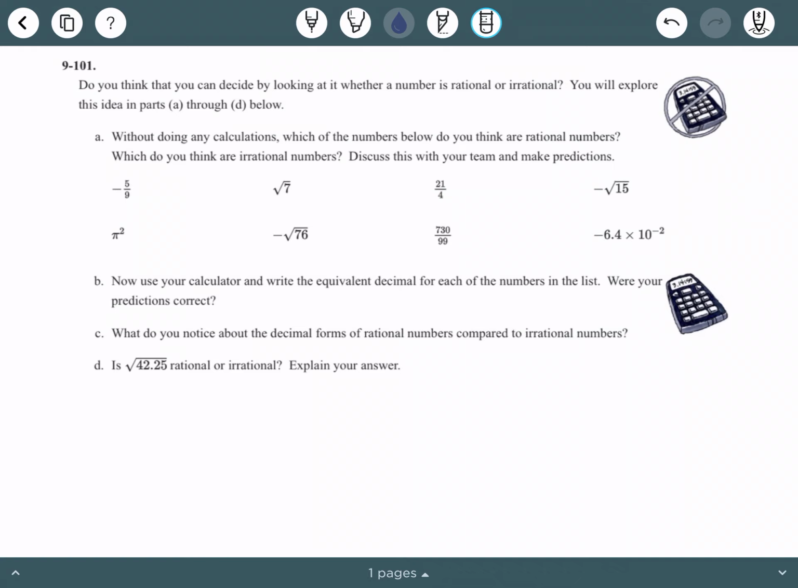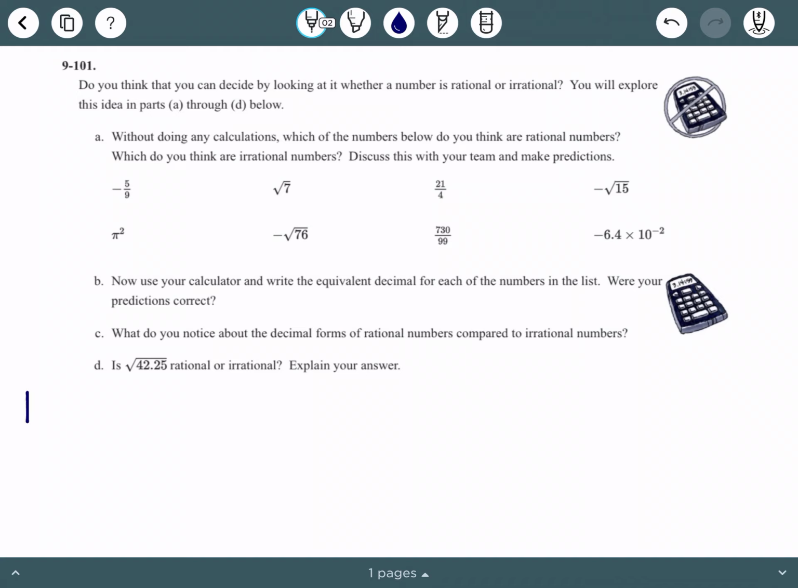So at this point, if you have not already made predictions about each number listed, you want to go ahead and pause the video and make your own predictions just based on what you know about numbers and number sense. You are going to list for each of these 8 numbers whether you think it is rational or irrational. And after you've done that, make sure you come back. So what we're going to do is make your predictions for part A.